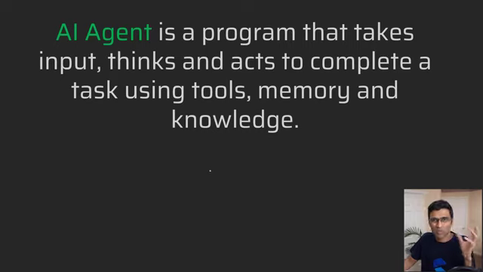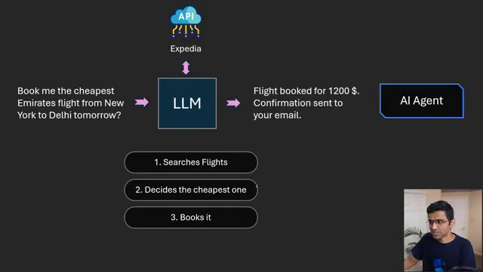It's not just a simple Q&A chatbot. It will complete a task using tools, memory, and knowledge. And there is some kind of autonomy or independent decision making. So when we looked at it previously, see, it decided which is the cheapest flight. So maybe it found, let's say, 5 flights, and it figured out, okay, this is the cheapest flight, and then it booked it. So it is taking independent decisions.